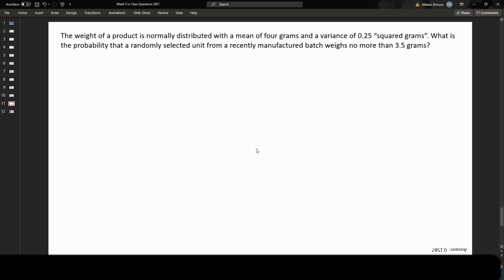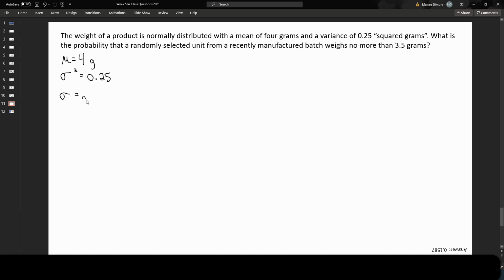Last question. Let's see if I can do it. The weight of a product is normally distributed. Hello, that's what we've been doing all along. With a mean of 4 grams, and a variance. Oh wow, they gave us the variance. Remember, the variance is a standard deviation squared. So the variance is 0.25 grams squared.